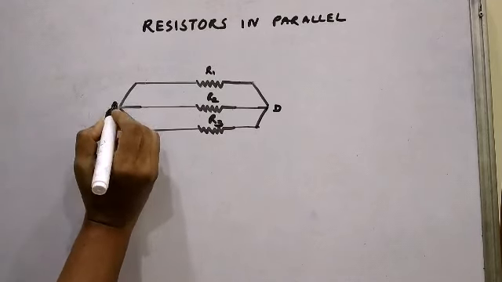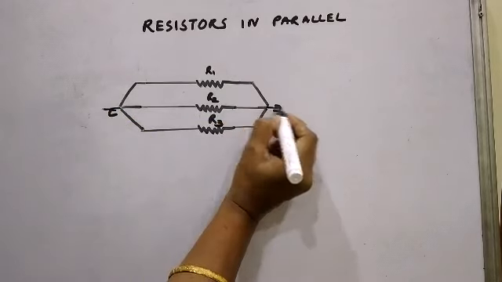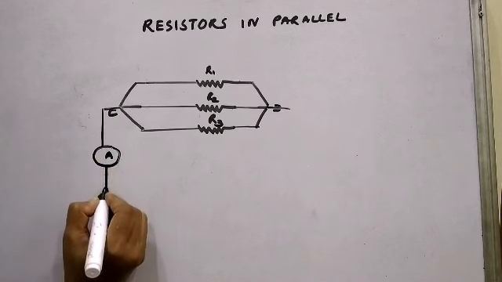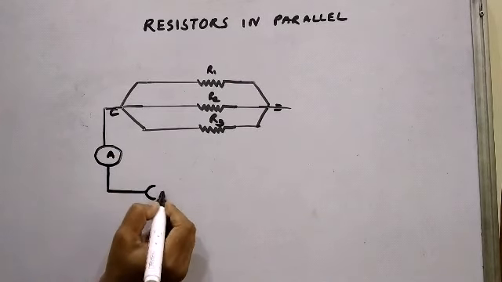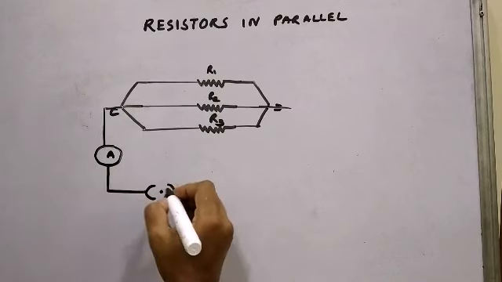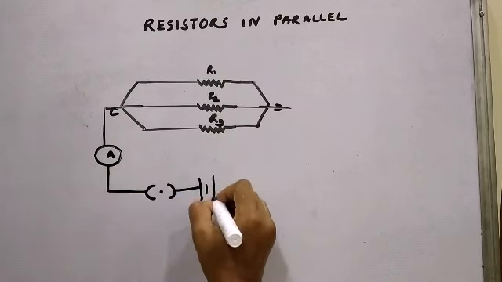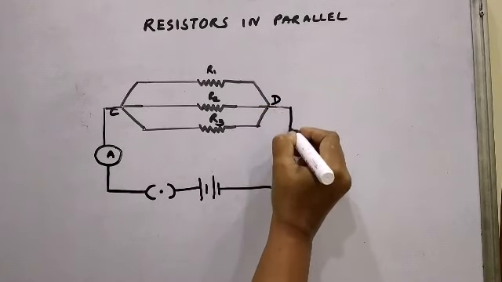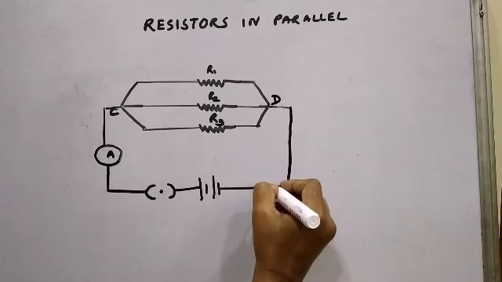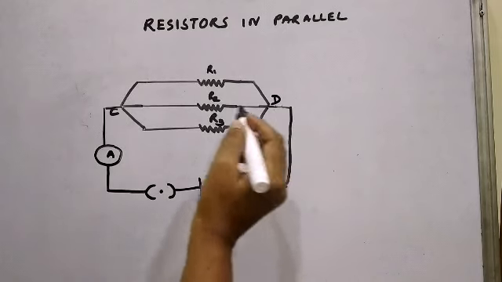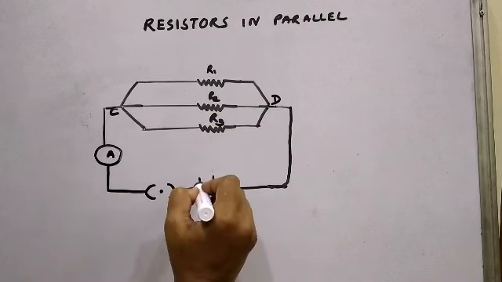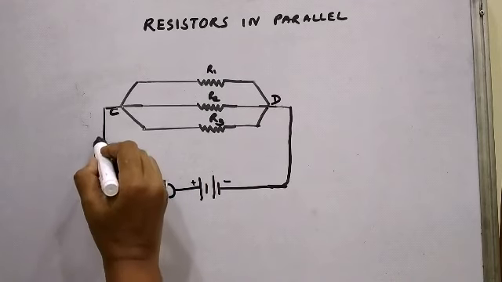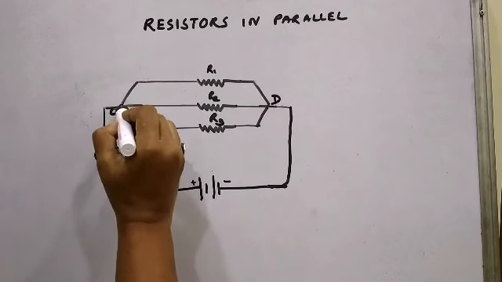Let me connect these two points C and D to an ammeter, and let the ammeter be connected to a key. The key is connected to a battery, and the battery will be connected to this end D of the resistance. Now children, when the current starts flowing from the positive terminal of the battery, it will go to the ammeter, and from the ammeter it will come to point C.